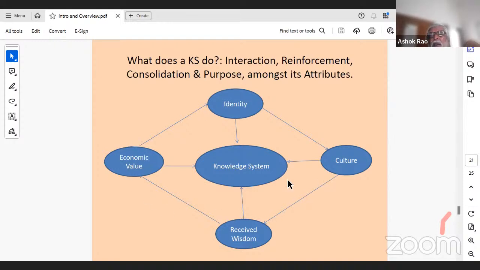Economic value provides livelihood. Wisdom consolidates and gives confidence. Culture is a vibrant expression. Identity builds a knowledge of oneself. It's almost like I want to know who I am. Therefore, I know what others are. It is both. To know myself is to also know others.